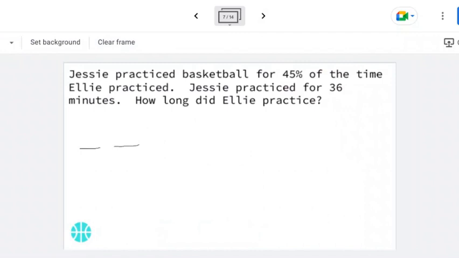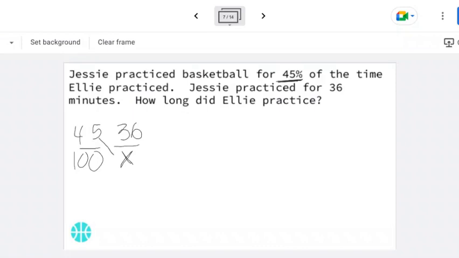Okay, let's check what you guys got. Jesse practiced basketball for 45% of the time Ellie practiced. So 45% of the time of Ellie's. Jesse practiced for 36 minutes. So Ellie's practicing the whole time, but Jesse only practiced 45% of the time, which was 36 minutes. So the whole time would be Ellie's, and that would be on the bottom. Okay, now that it's set up right, I want you guys to pause again and cross multiply and come up with your answer. And then when most of you are done, we'll press play and check your work.